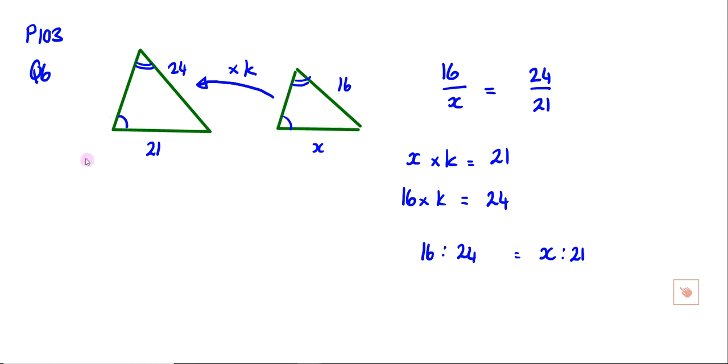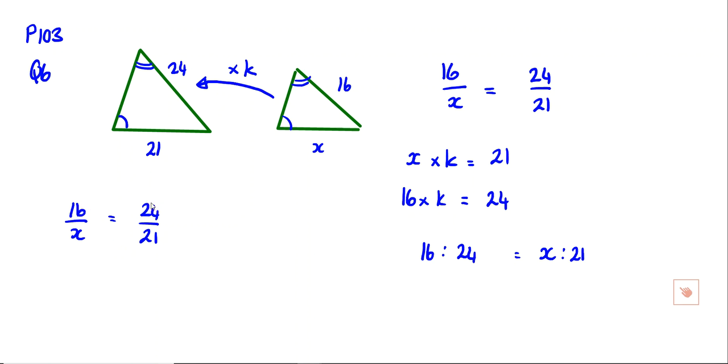The first one. Okay, let's have a look. 16 divided by x has to be the same as 24 divided by 21. That's true because they're similar shapes. How can I go about solving that? Well, they're fractions, being divisions, so we're going to try to simplify fractions and find equivalent fractions. These are equivalent, but it's hard to go from 16 to 24, isn't it?